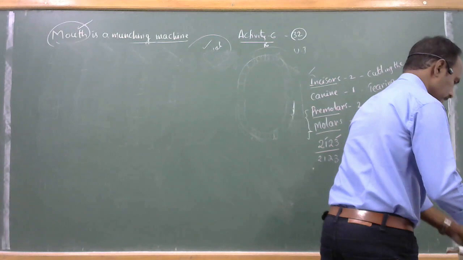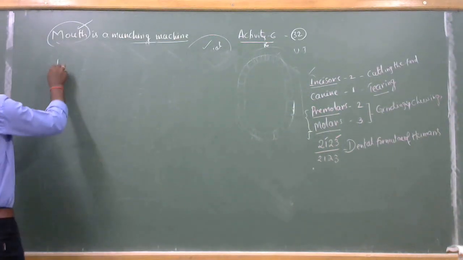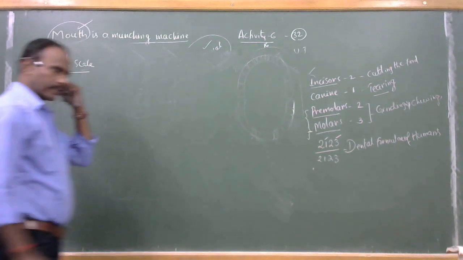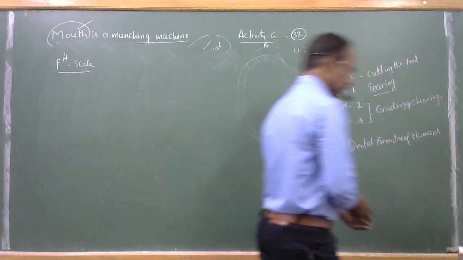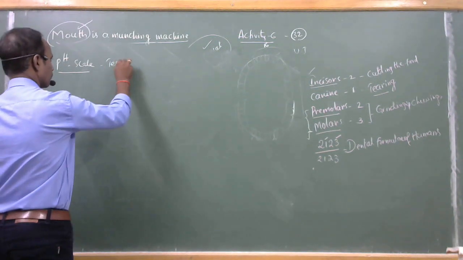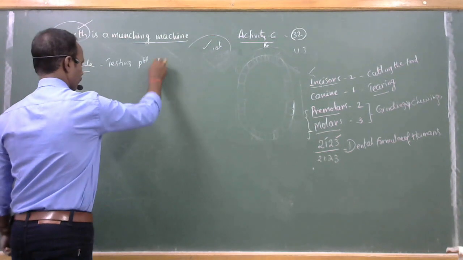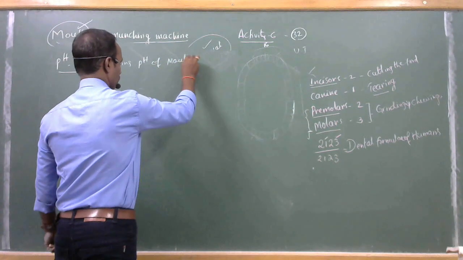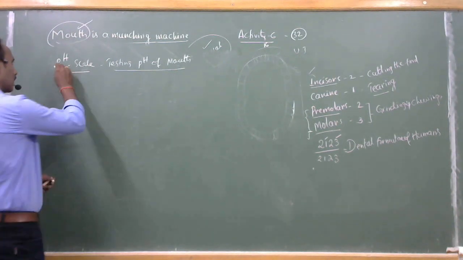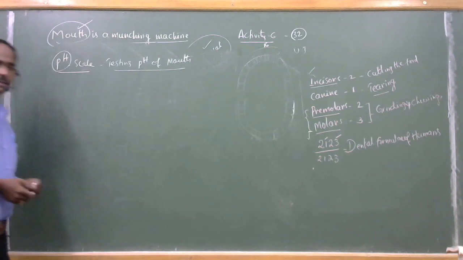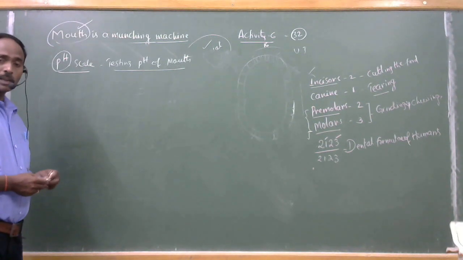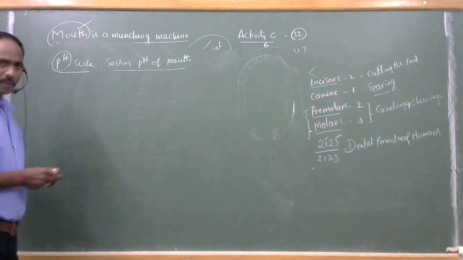Do you know the pH scale? pH scale in activity 8. Testing pH of mouth at regular intervals. So what is the pH value? Do you know what pH is? It is the power of hydrogen ion concentration in a particular substance, or the negative logarithm of the hydrogen ion concentration. This is commonly called pH.